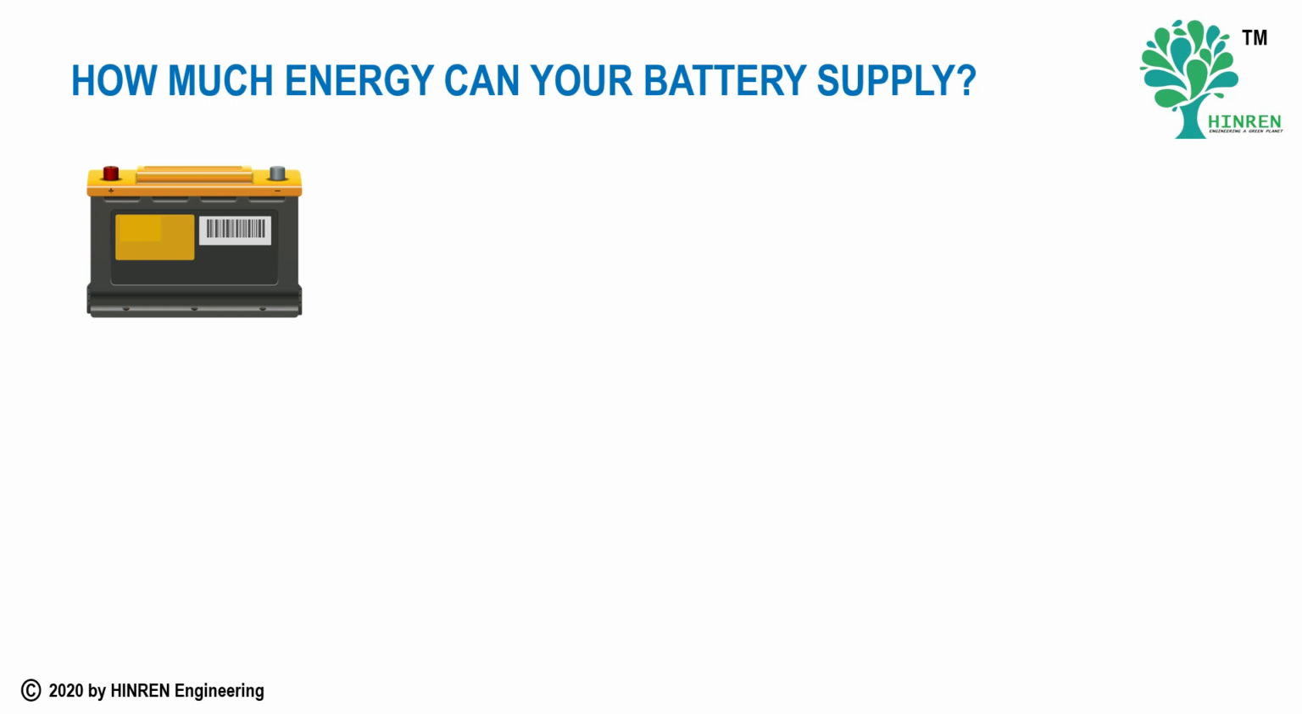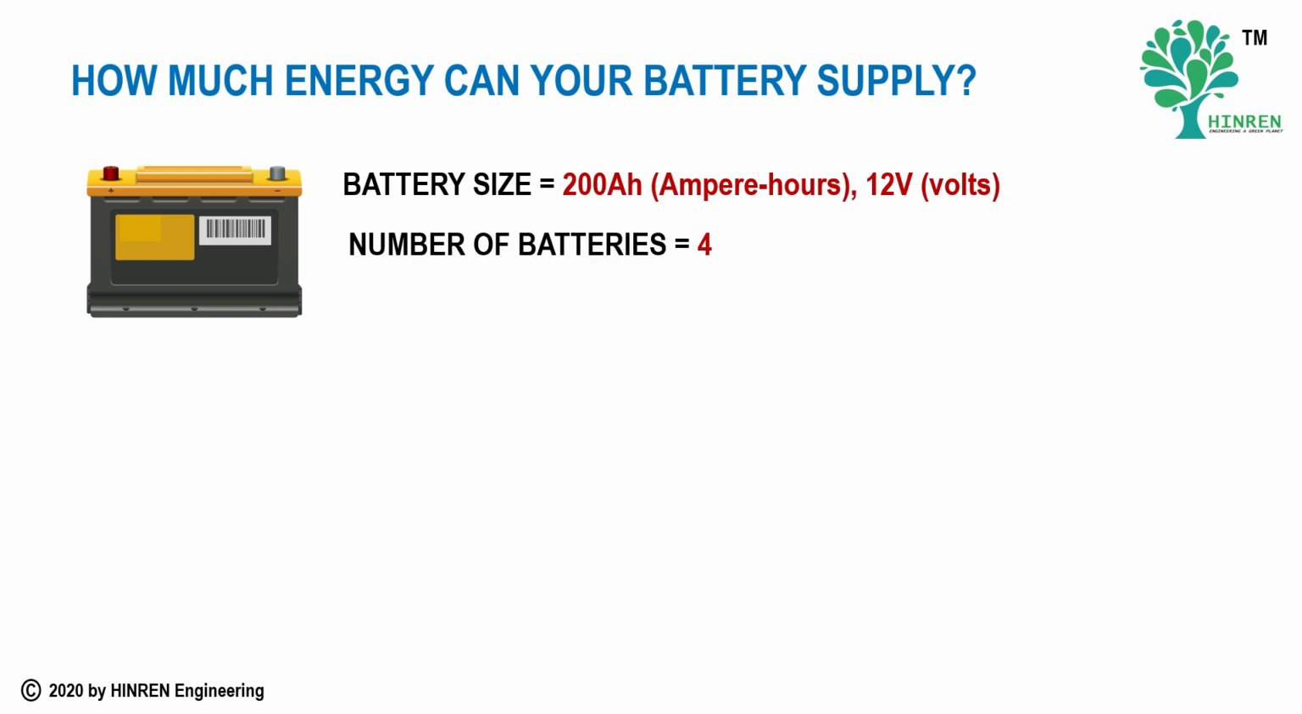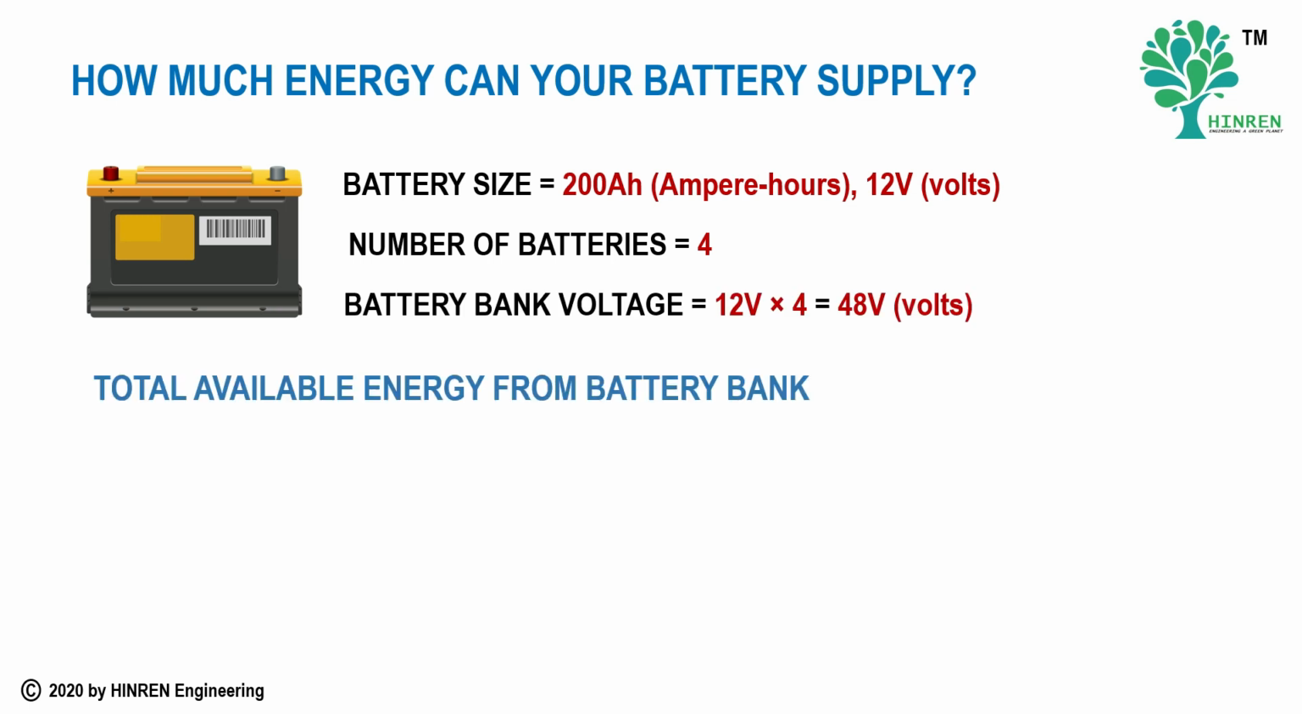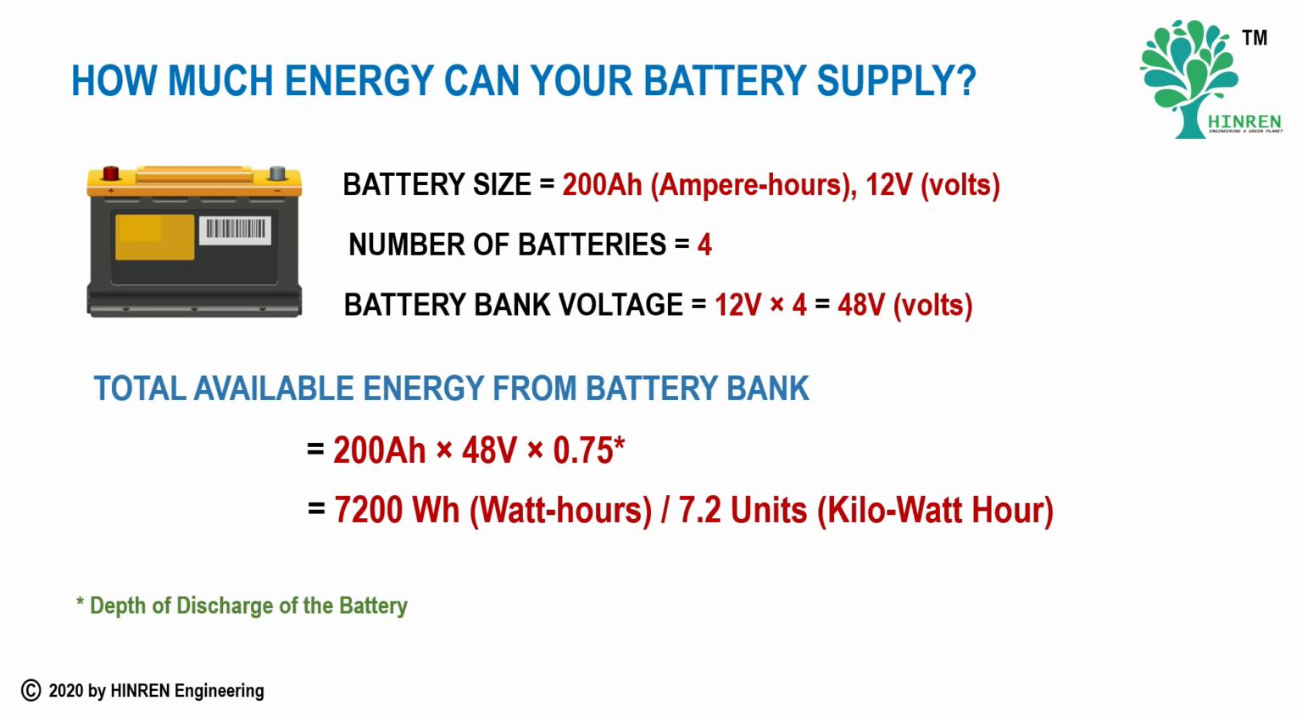It is very important to know the energy stored in the battery bank. We will try to calculate for a particular case how much energy can be stored in the battery bank. Say we have a battery size of 200 Ah, 12 volts. Like that we have 4 batteries, so the battery bank voltage becomes 48 volts. So the total available energy from the battery bank is given by 200 Ah x 48 volts x 75%, where 75% is the depth of discharge. So this is equivalent to 7.2 units or 7.2 kilowatt hours.